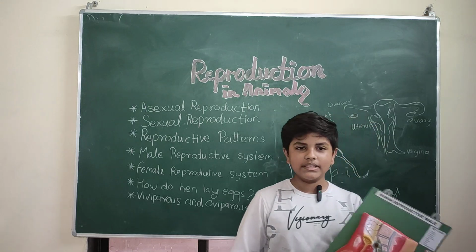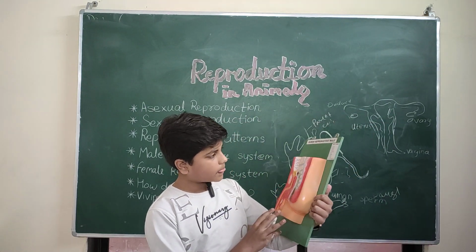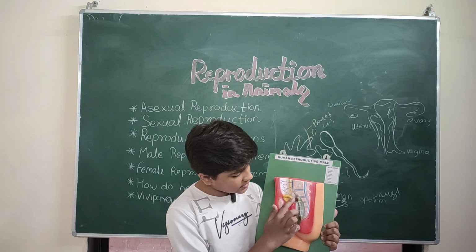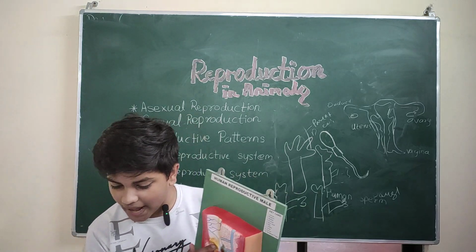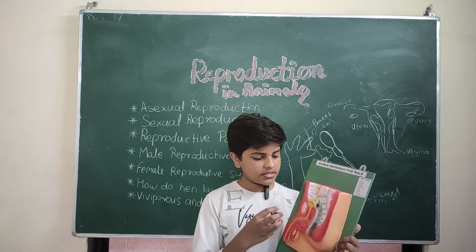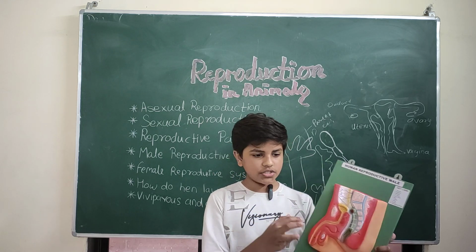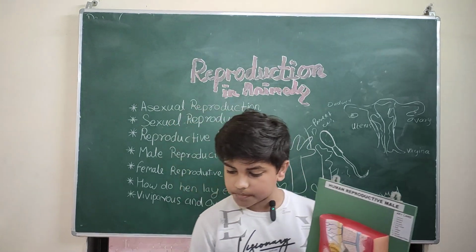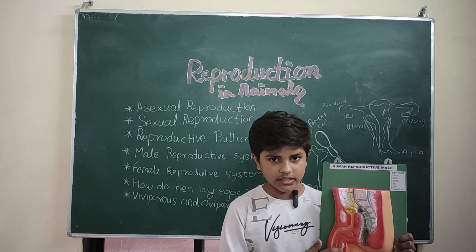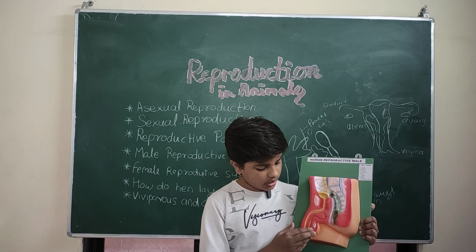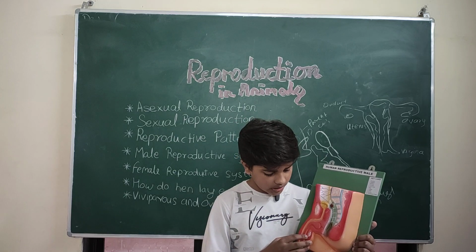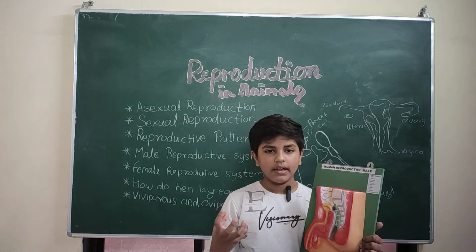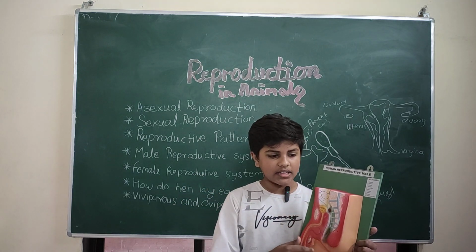You can see here I have the male reproductive system. This is known as the penis. This is the urinary bladder. The bladder consists of urine, and the waste which we eat is stored in the stomach. The urine is stored in the bladder. And here it is the testes. Testes have many nerves, and these nerves are connected to the brain. Then this is the bowel. When we eat food, our waste is passed through this bowel.